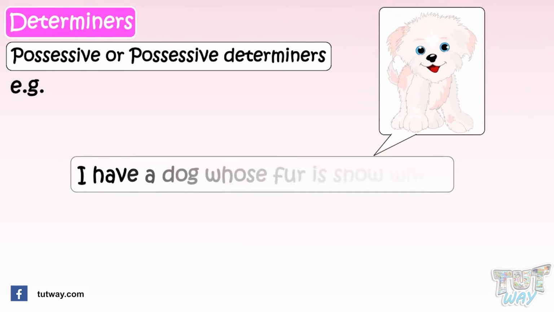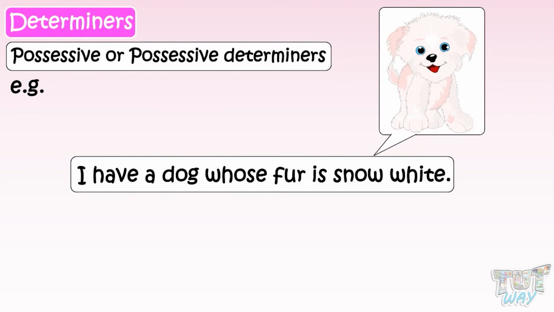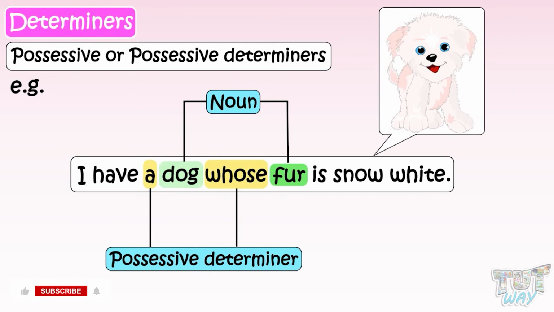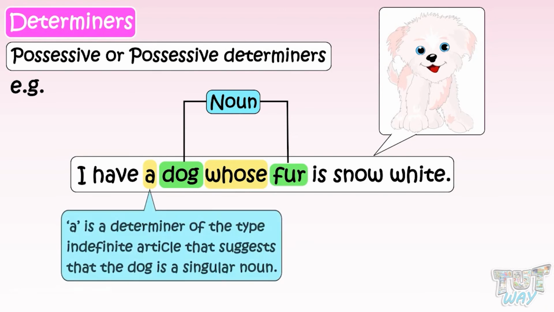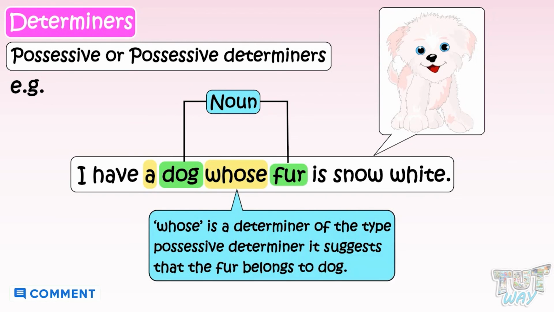I have a dog whose fur is snow white. Here we have two nouns, dog and fur, and also two determiners, a before dog and whose before fur. A is a determiner of the type indefinite article that suggests that the dog is a singular noun. Whose is a determiner of the type possessive determiner. It suggests that the fur belongs to the dog.